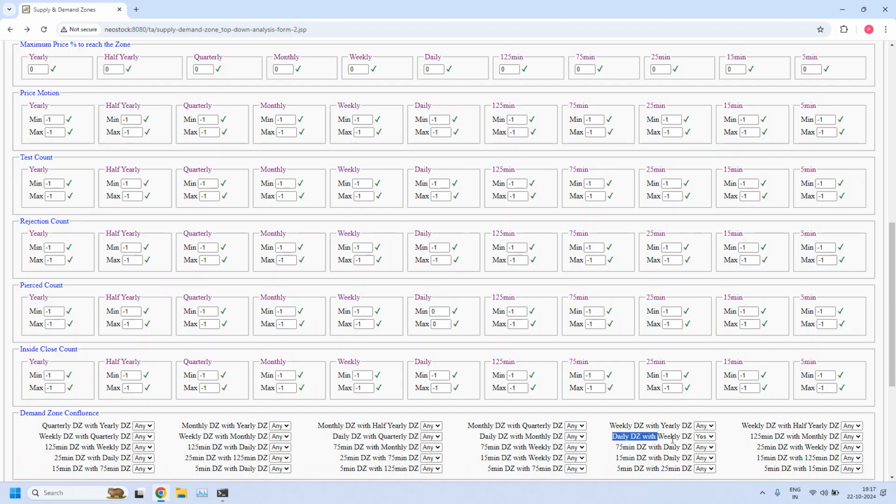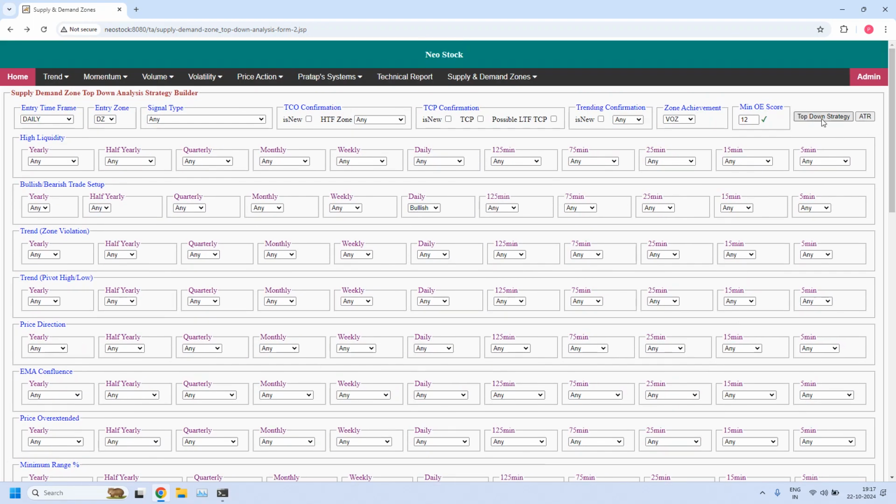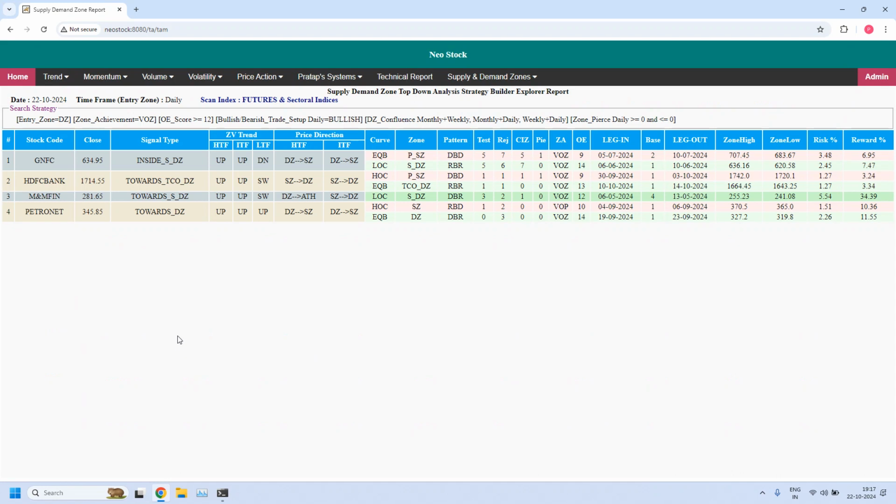daily demand zone with weekly demand zone is already enabled. 2 more filters: daily demand zone with monthly demand zone confluence, and also weekly demand zone with monthly demand zone confluence. And we set all the 3 filters, LTF, ITF, HTF confluence. We got 4 stocks. Currently these 4 stocks are supporting LTF, ITF, HTF confluence.